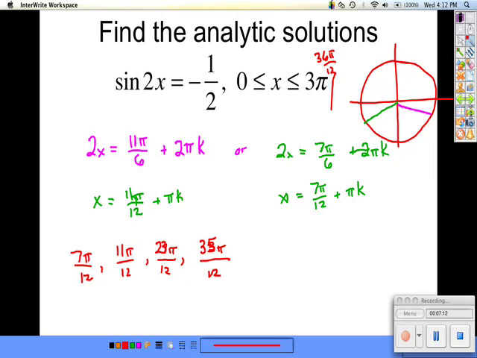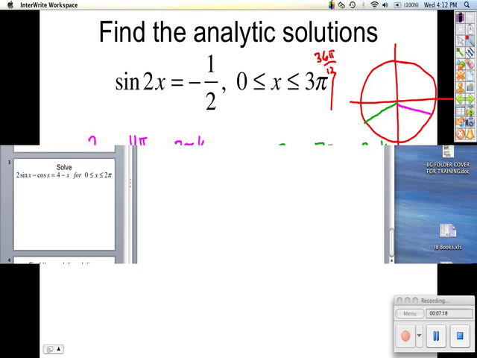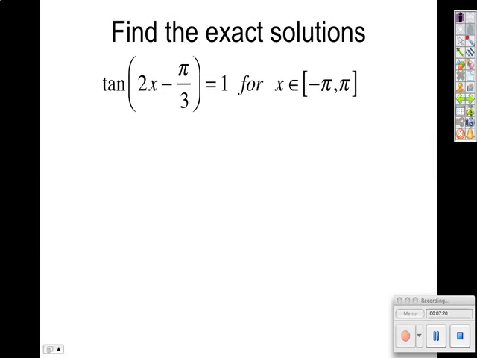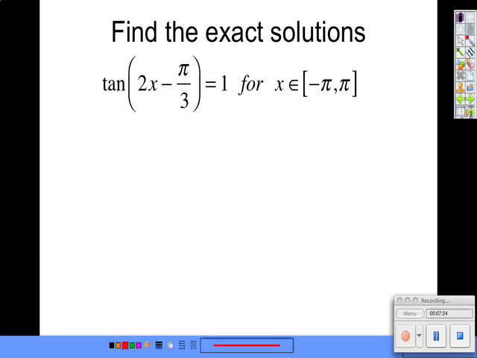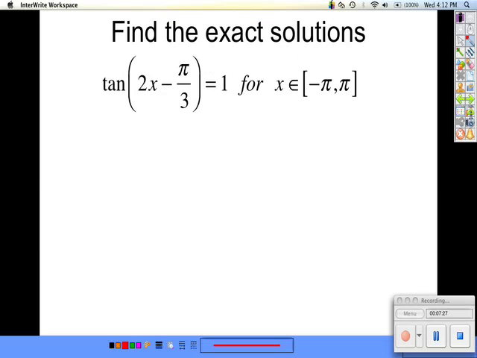Here again, I want the exact solutions between negative pi and pi. So I'm going to think about my unit circle. I want the tangent to be 1. And that's going to be in the first quadrant and also in the third quadrant.